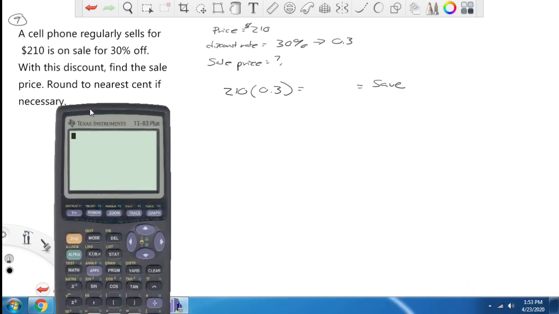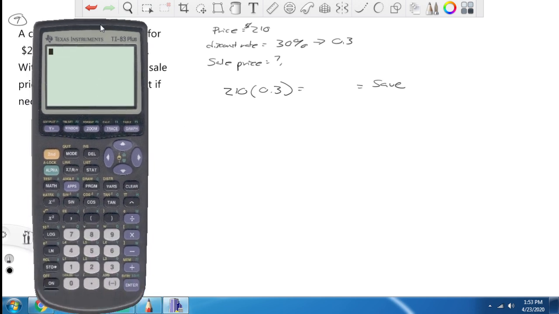So here you can go ahead, grab your calculator, solve that out. What is that? 210 times 0.3 gives us $63. So you're saving $63 here. So then you're going to take your original price, which is 210, and you're going to subtract 63 from it. And I just typed it in backwards, so it's going to be 147. You can ignore my calculator errors. That's how much you're going to pay for it.